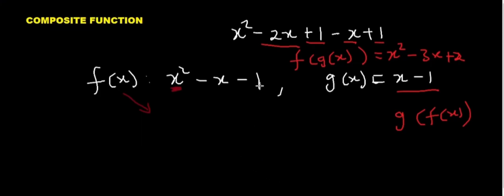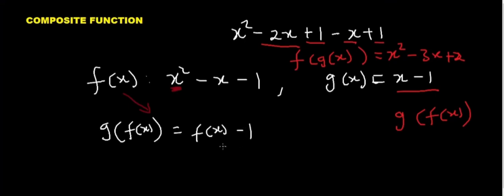Okay, so in a case where we want to find g of f of x, that means in the function of g, our g is x minus 1. We are going to put f(x) whenever we see x. So instead of putting this x, I'm going to be putting f(x) minus 1.